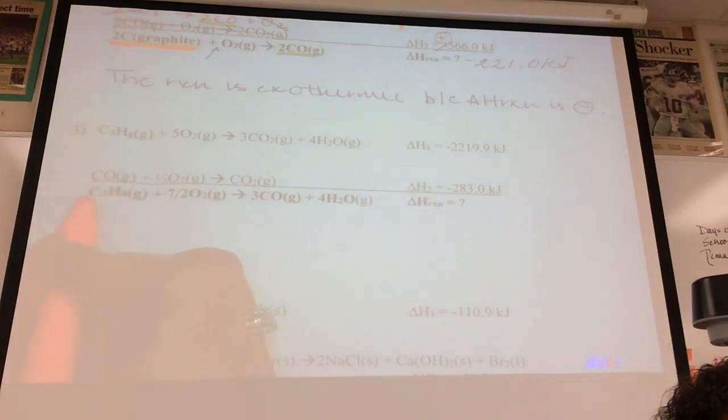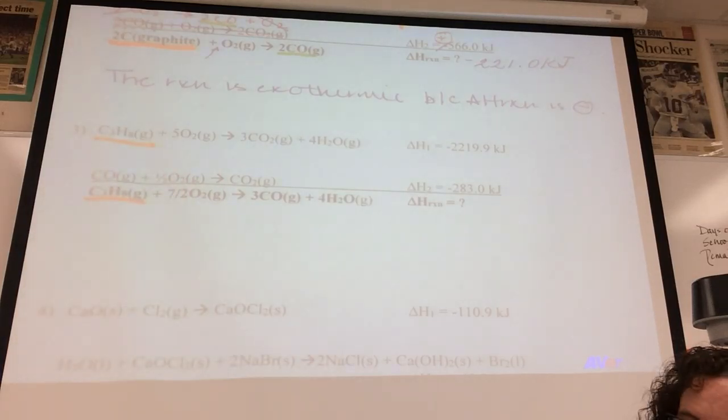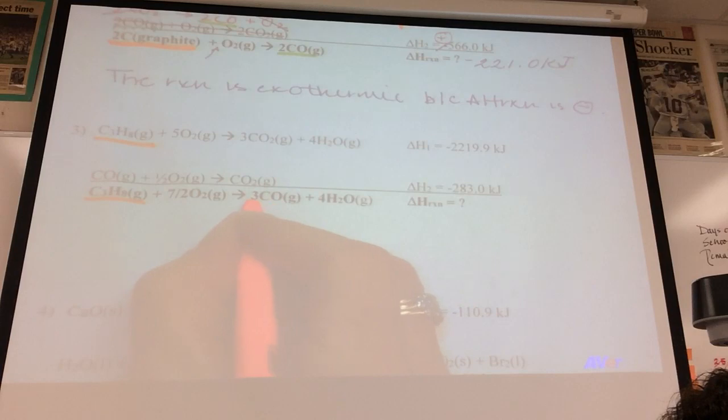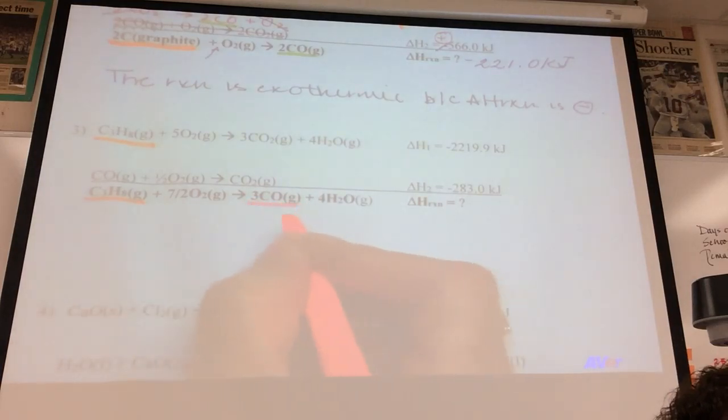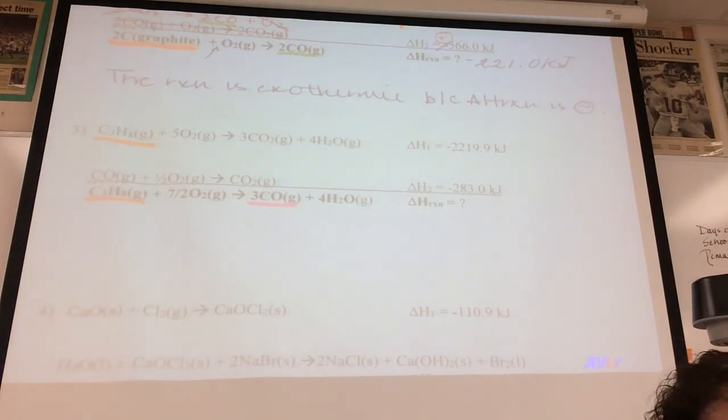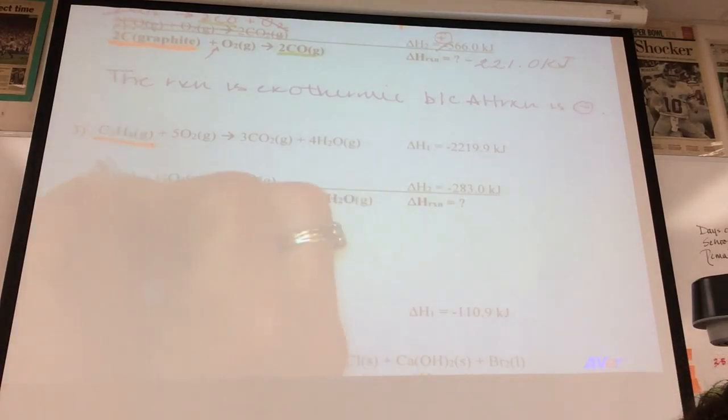I've got propane. First equation's looking happy. Oxygen's all over the place, not going to play there yet. I've got 3 carbon monoxide. Where's carbon monoxide? Yeah, it's on the left. So it's not on the right side and the coefficient doesn't match. One thing at a time. Flip it.